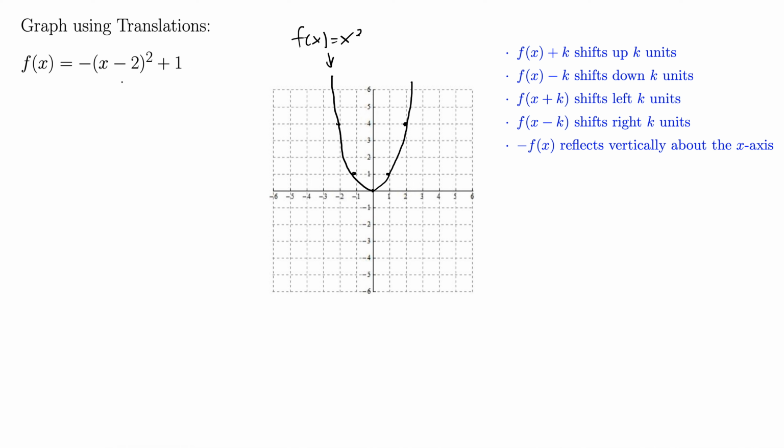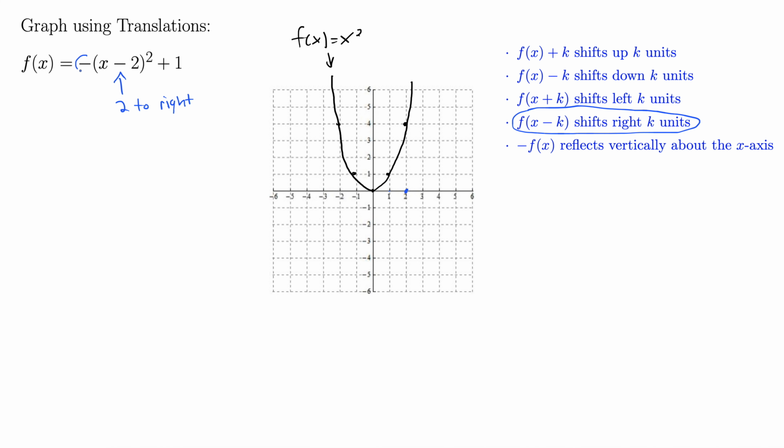So we work from the inside out, and here we go. So the first thing we do is this minus 2. Well, we'll go over here. F of x minus k shifts it to the right by k units. So it's always the opposite. When they're inside the parentheses, it goes in the opposite direction. So a minus 2 moves it 2 to the right. Okay, 2 to the right. All right, 1, 2. So there's our new vertex.